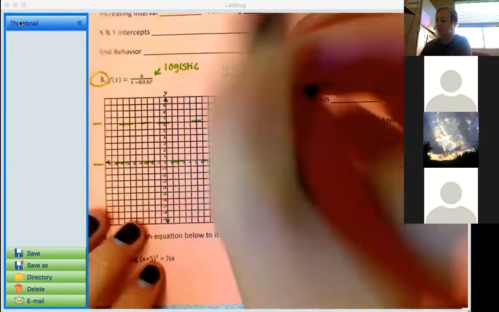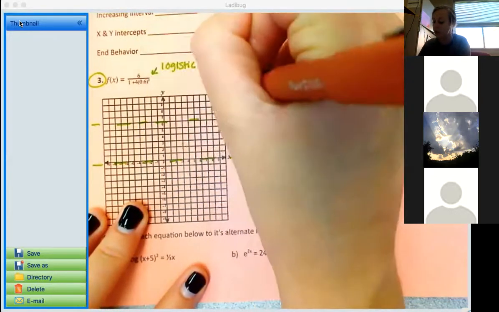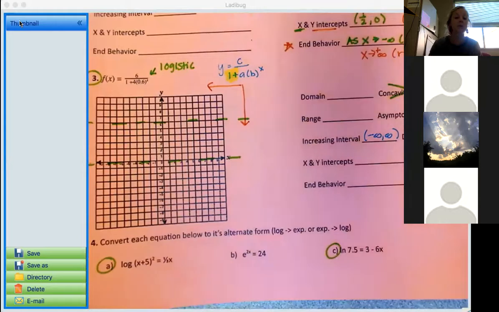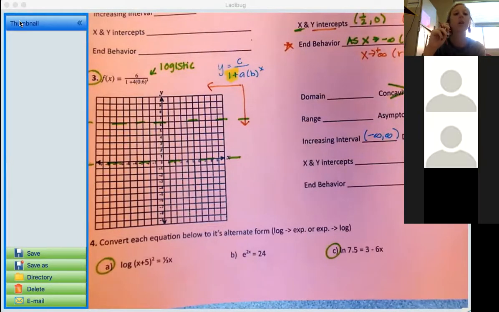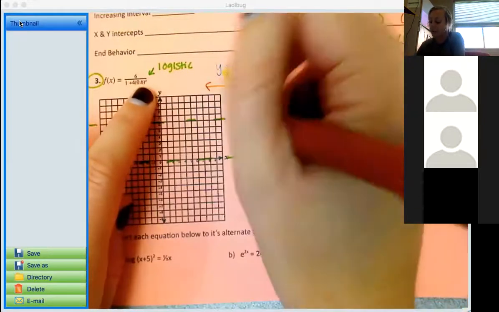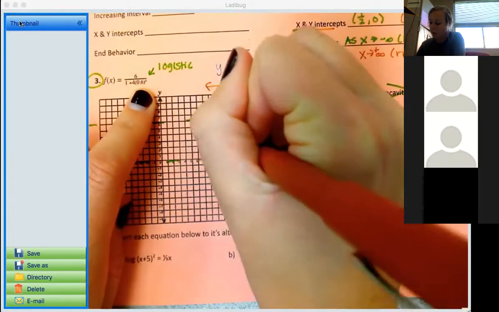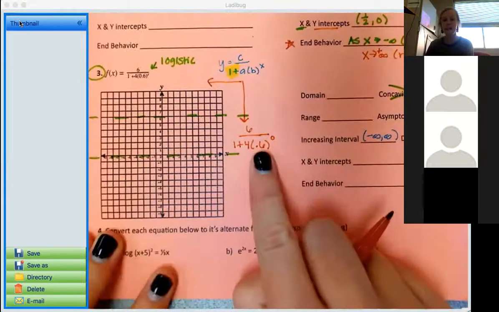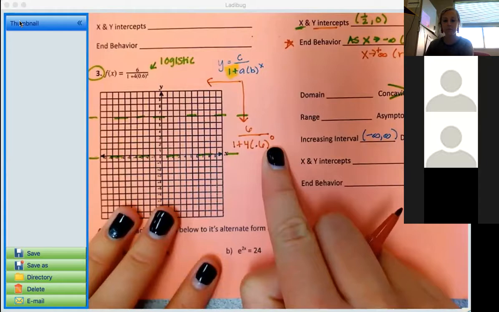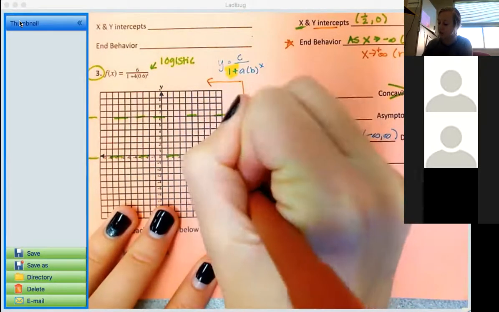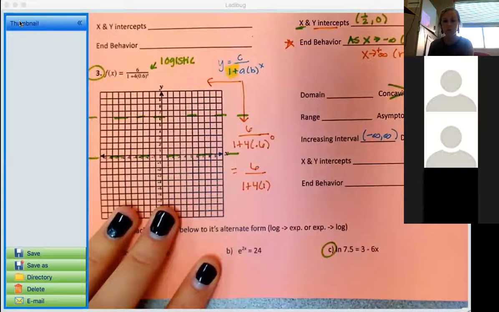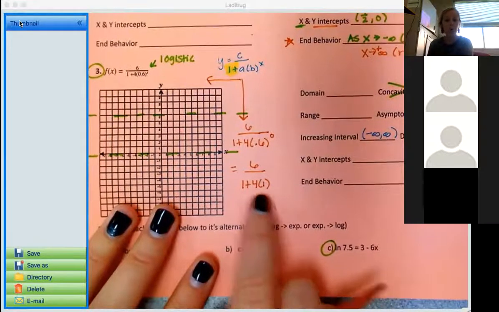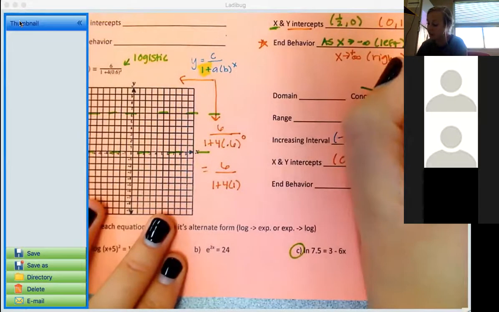So who can remind me from Friday how we find a y-intercept algebraically? You could put this in Desmos and find it that way, but I want to know, how would you find a y-intercept algebraically? Set x equal to 0. Good. So put 0 in for x. So this is going to be 6 over 1 plus 4 times 0.6 to the 0 power. So what is anything raised to 0? 1. So this is just 6 over 1 plus 4 times 1. 4 times 1 is 4. 1 plus 4 is 5. So our y-intercept is just 6/5.